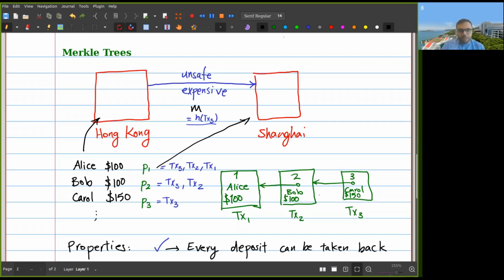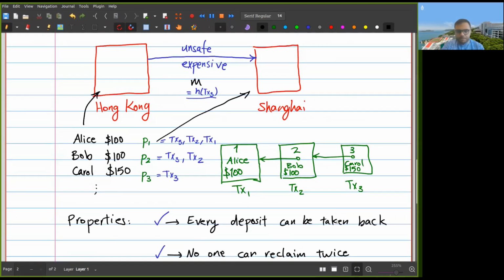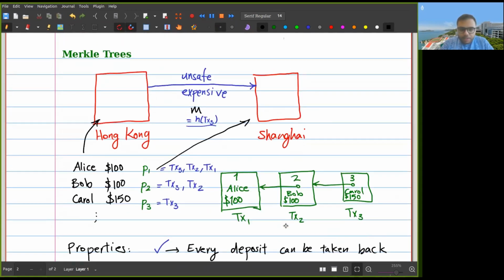Okay, so how can we fix this? We have two problems. Again, we want to have short proofs, and we also want to have privacy for the depositors, which means that I want to make sure that no depositor can see the personal information of any other depositor. It actually turns out that the second property is a little bit easier to achieve. So how can I make sure that Alice cannot see the data here?